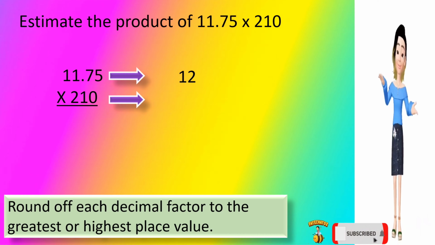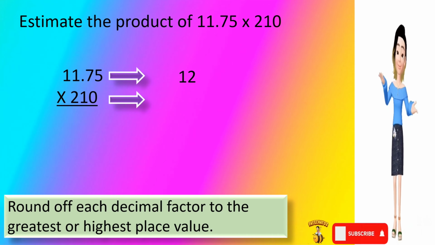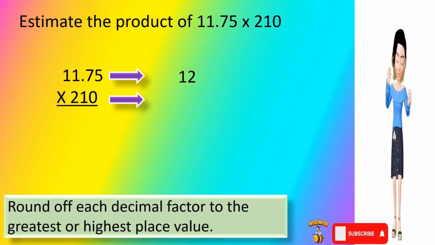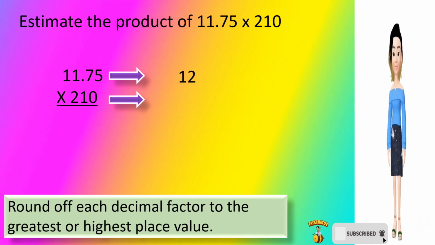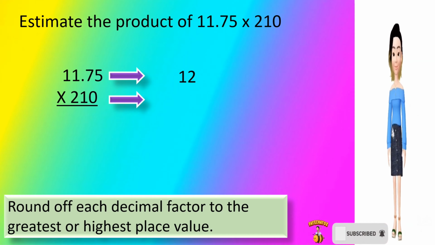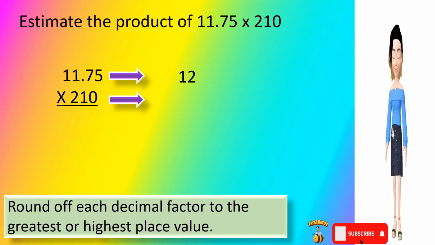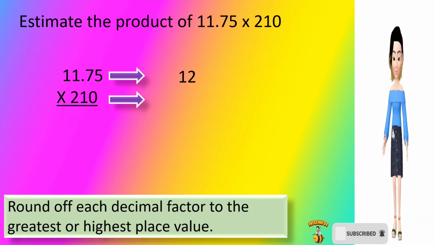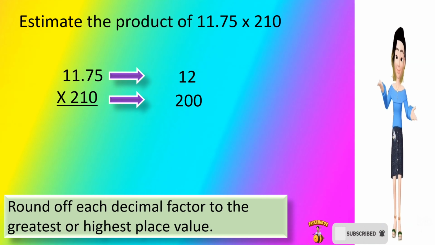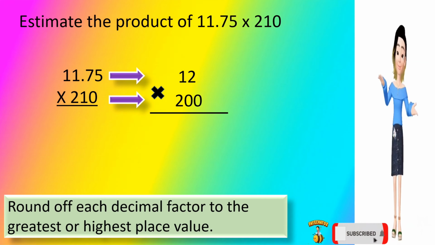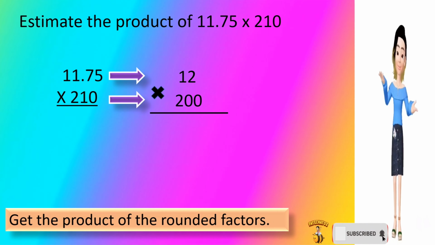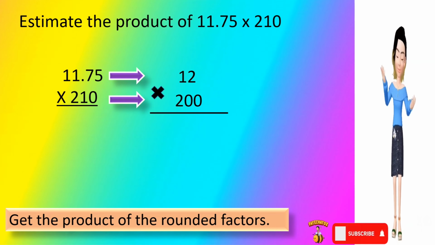And then round off 210 to the nearest or highest whole number. The highest whole number is the hundreds place. So if we're going to round off 210 to the nearest hundreds, the answer is 200. Then follow the second step, get the product of the rounded factors. So we can now multiply.